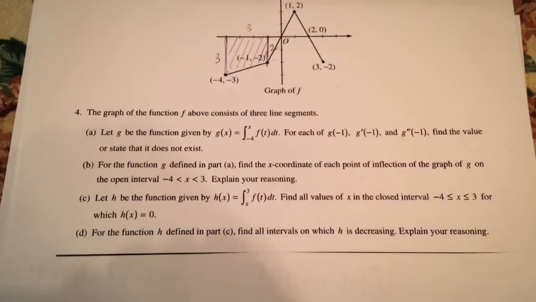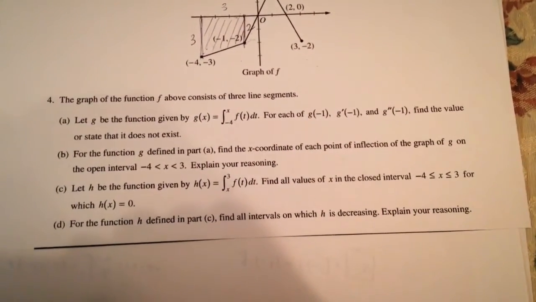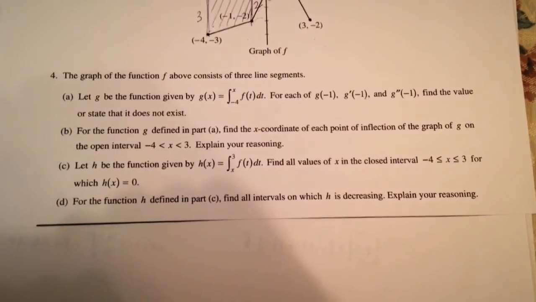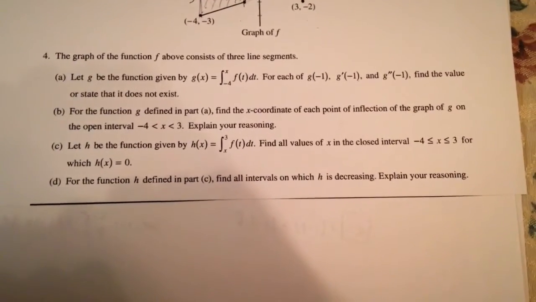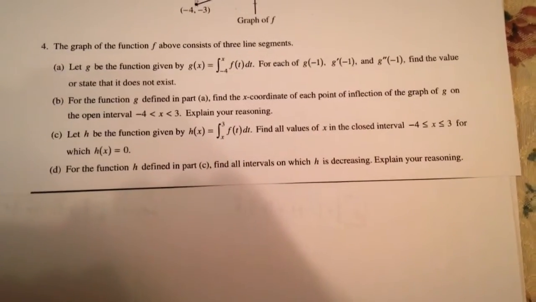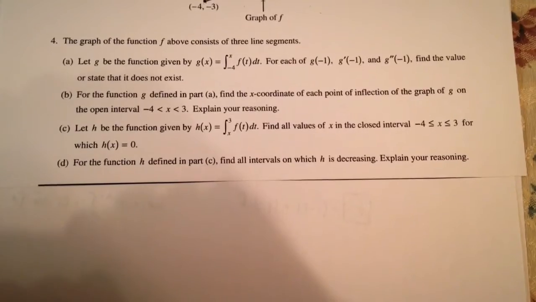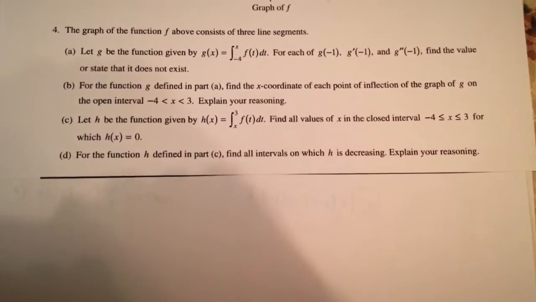Okay, so now part B wants us to find the x-coordinate of each point of inflection of the graph of g on the open interval -4 is less than x is less than 3, and they want us to explain. So let's recall g of x is equal to the integral from -4 to x of f of t dt.